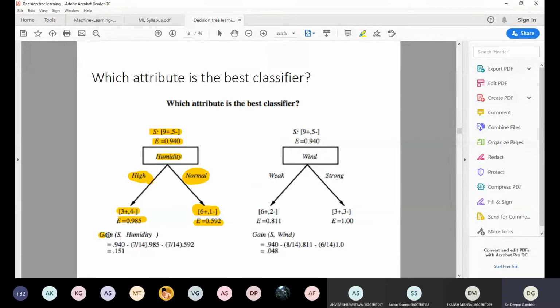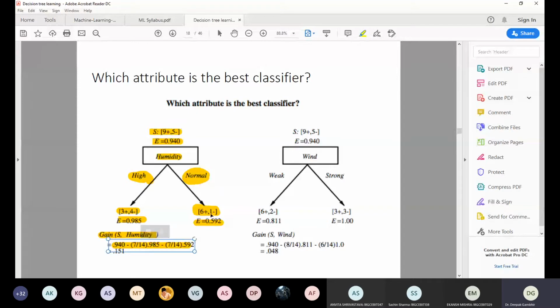If we solve for the gain between our set of 14 cases, 9 positive and 5 negative, and the humidity attribute, the information gain according to this division would be computed using our formula: 0.94 minus the summation of Sv over S times entropy of Sv. In this set, it is 3 plus 4, that is 7 by 14. Our total number of cases is 14.